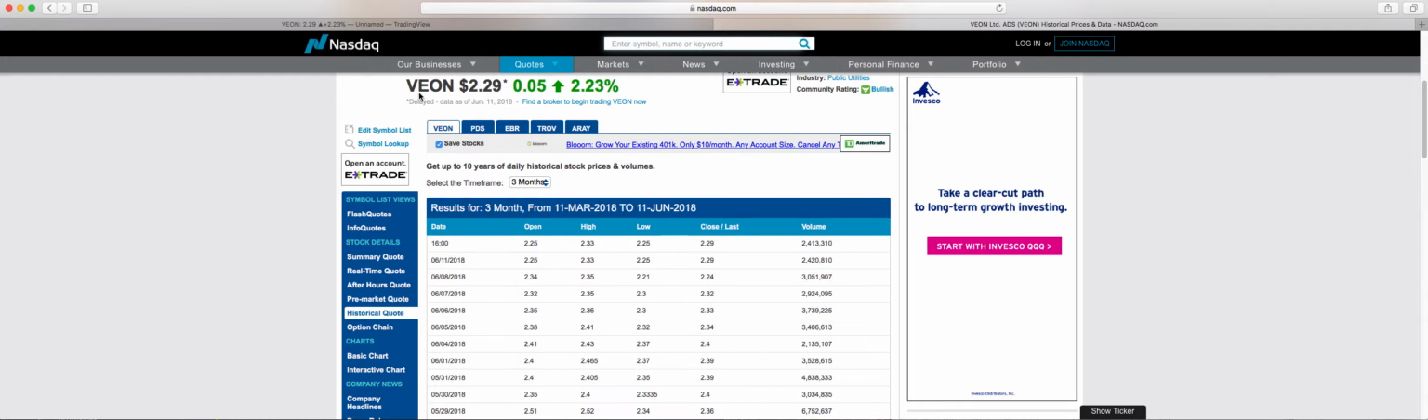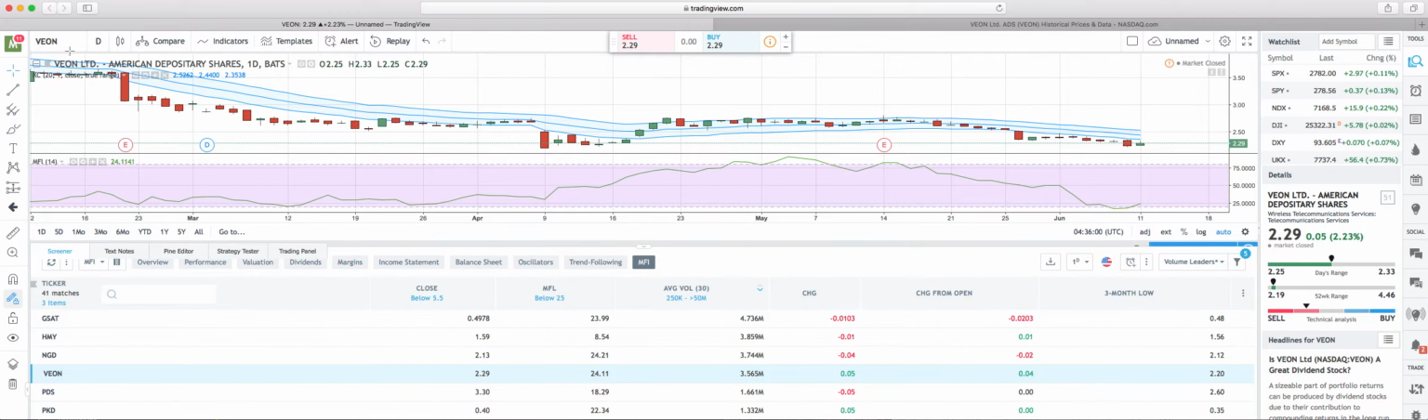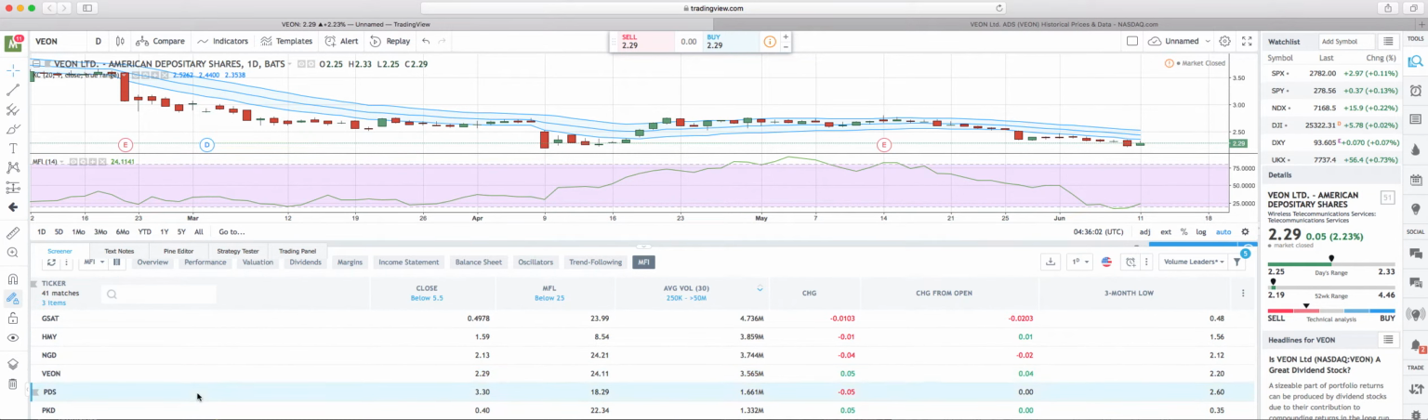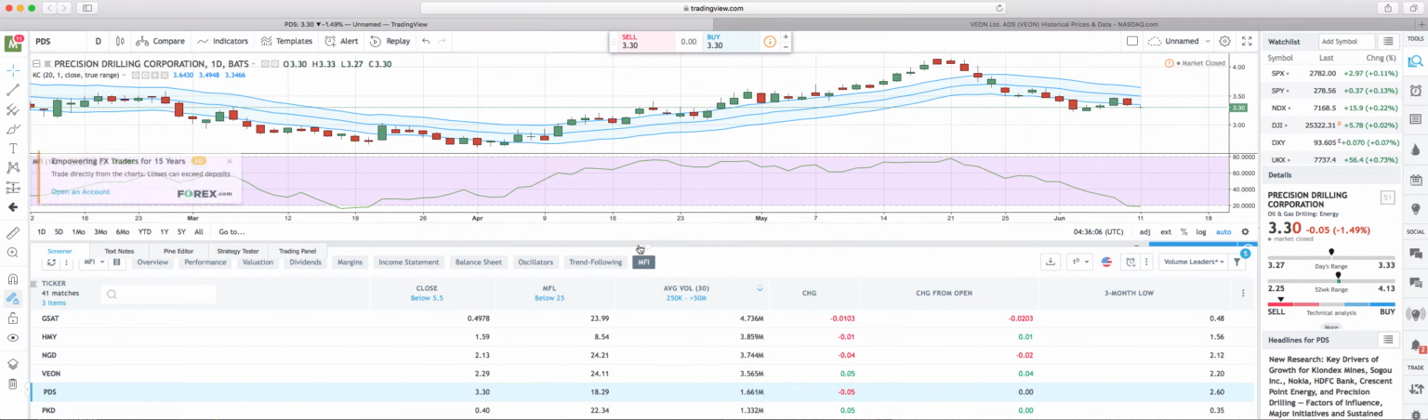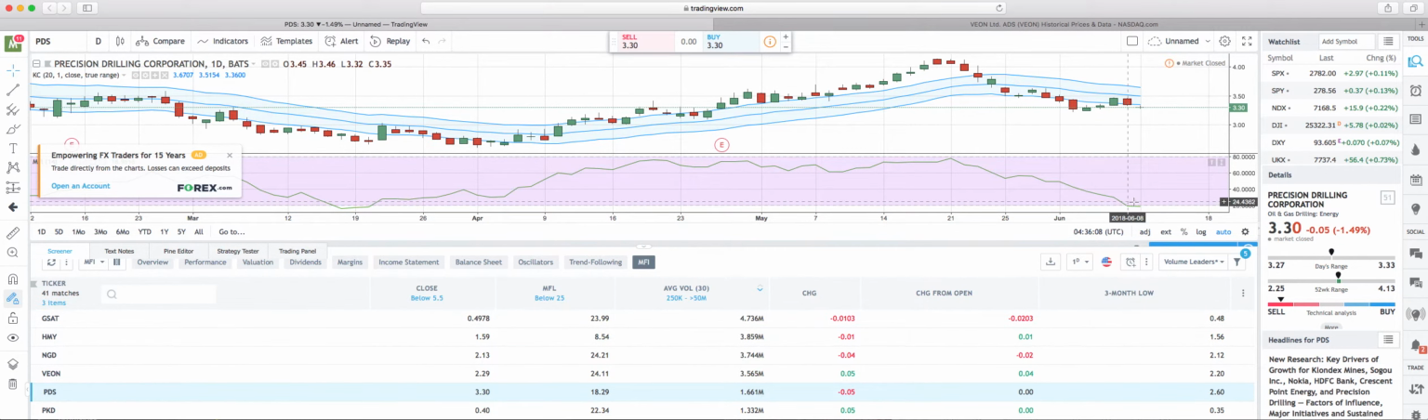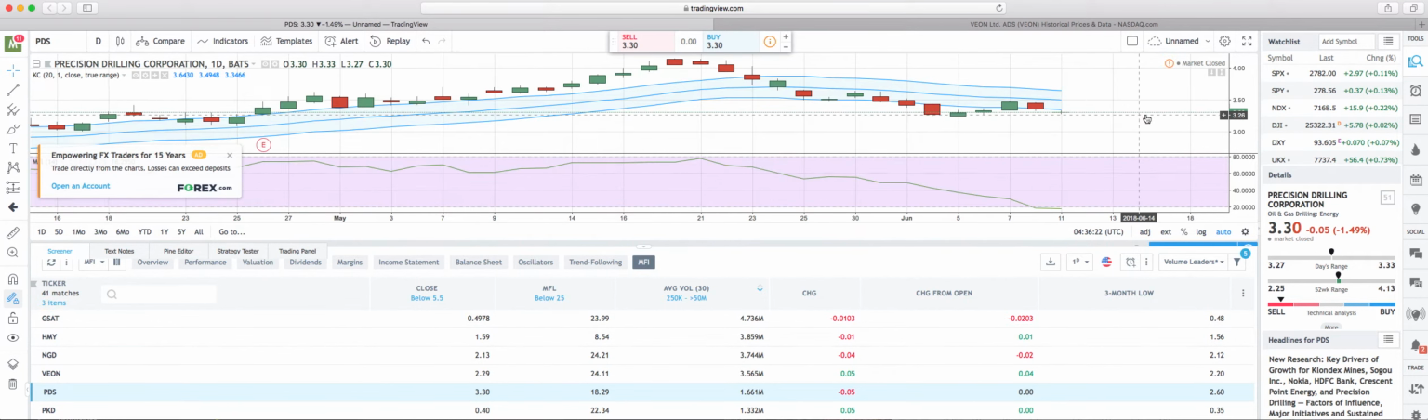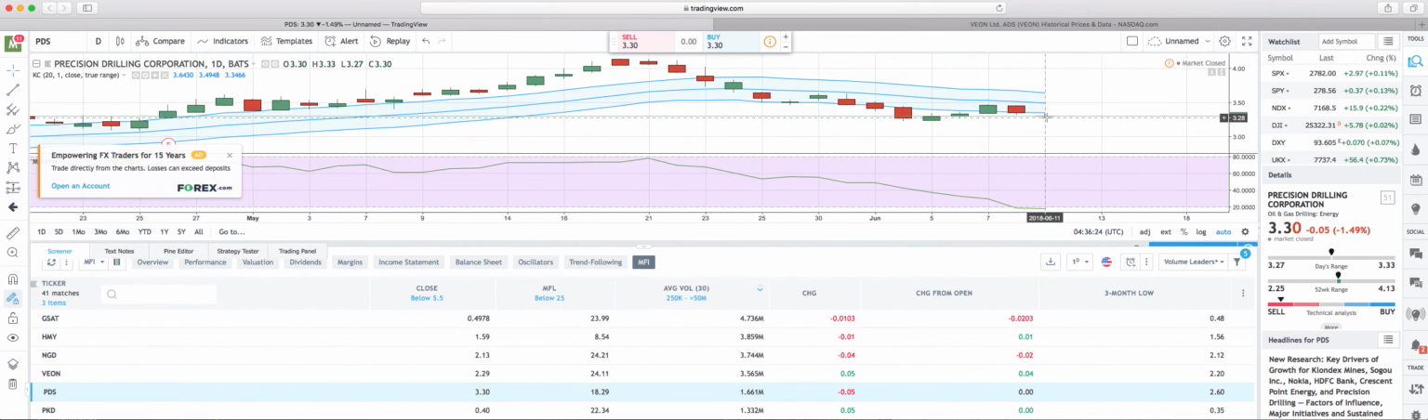Now let's take a look at another chart, PDS. Now PDS, this is a very, very unique situation I don't see too often. One, the MFI is very low. It's under 20. It's at 18. We've got the Keltner channel right here. And we've got a doji. It's so hard to see, but that is a doji candle right here.